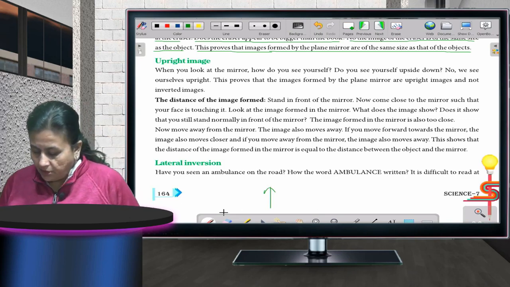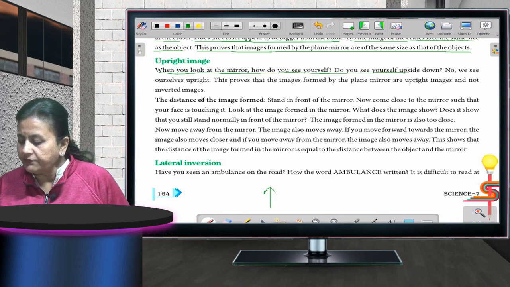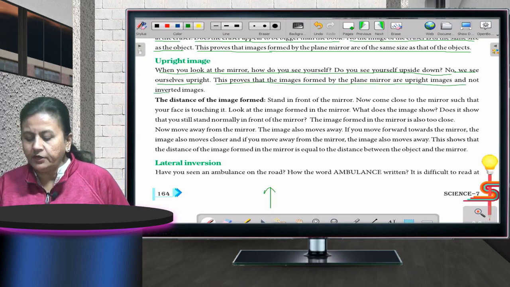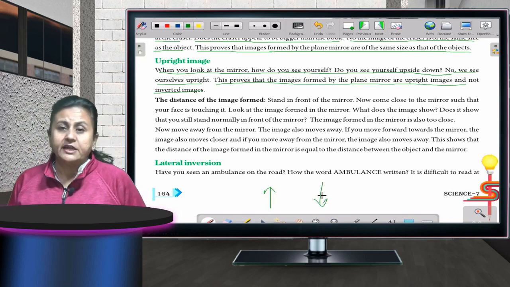Now, when you look at the mirror, how do you see yourself? Do you see yourself upside down? No. We see ourselves upright. This proves that the image formed by the plane mirror is an upright image and not an inverted image. Inverted means downside.